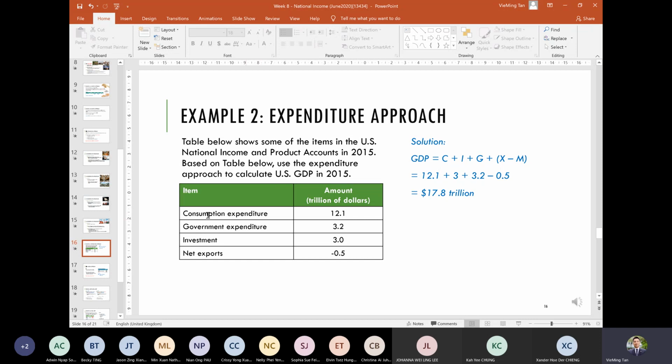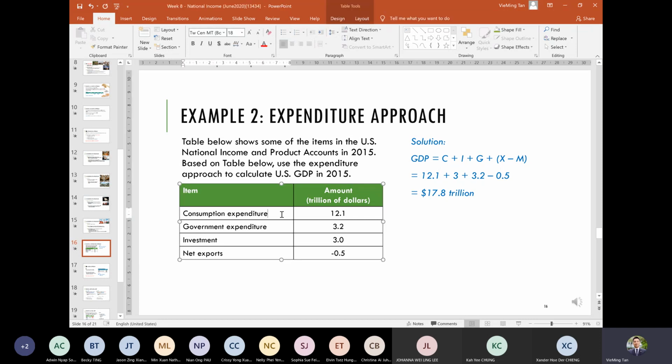According to this table, we have consumption expenditure. This is C, right? Consumption expenditure means C, $12.1 trillion. Government expenditure is G, 3.2. Investment refers to household and private firm investment, so it's I, 3.0. Net export refers to export minus import.